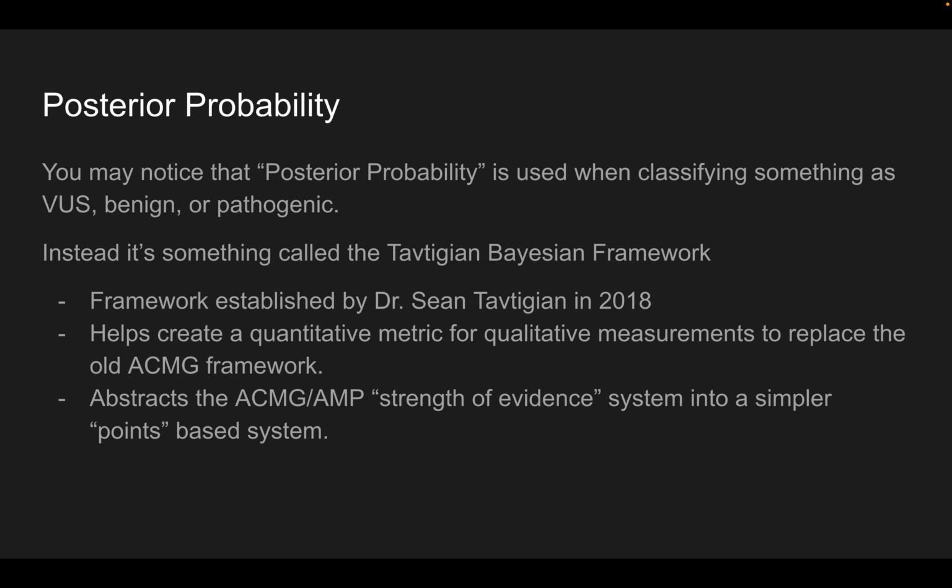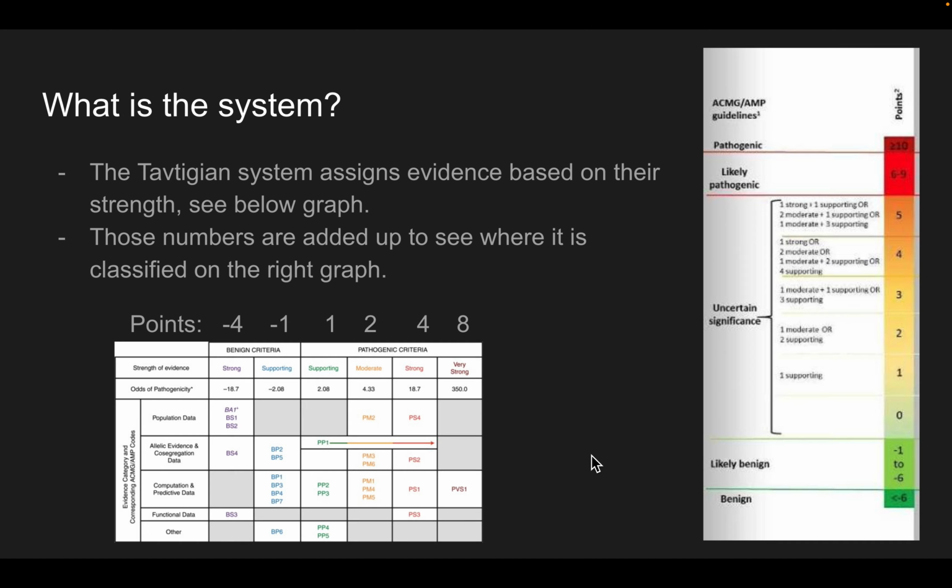It's used by a framework called the Tavtigian Bayesian Framework, which was established by Dr. Tavtigian in 2018. And it basically established a quantitative metric for qualitative measurements. So what that means is that originally it's based on quality, but that can now be defined with numbers, so quantitative. It's an abstraction of the old ACMG or AMP strength of evidence system, which basically is a dictation of how strong the evidence is to classify it in any direction, into a simpler points-based system. So you'll see what that is.